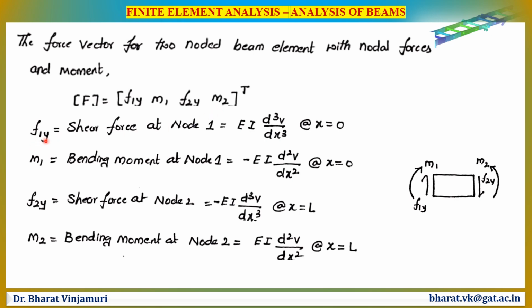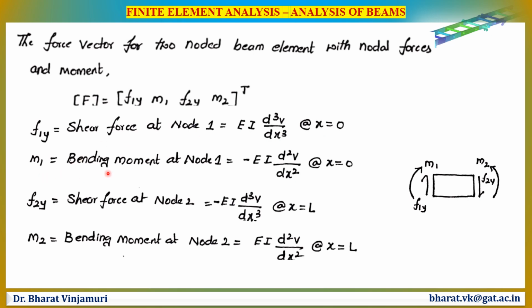Now try to understand these equations. These equations we have got purely from Euler's beam theory. F1y is given by the equation E multiplied by I, where E corresponds to Young's modulus and I is the moment of inertia. It is a third order differential equation, d cube v by dx cube. Since it is at node 1, the value of x is equal to 0.